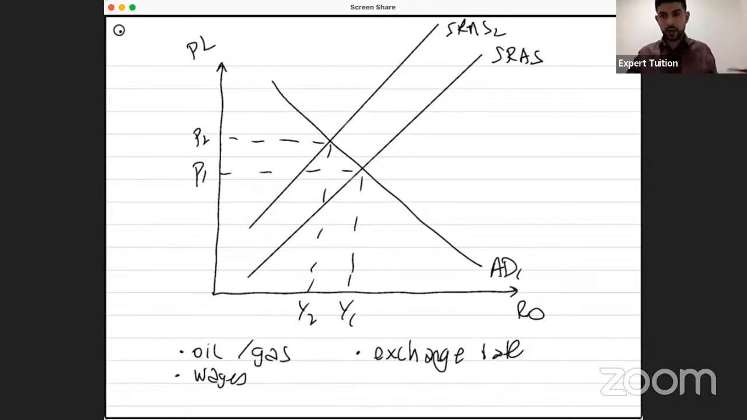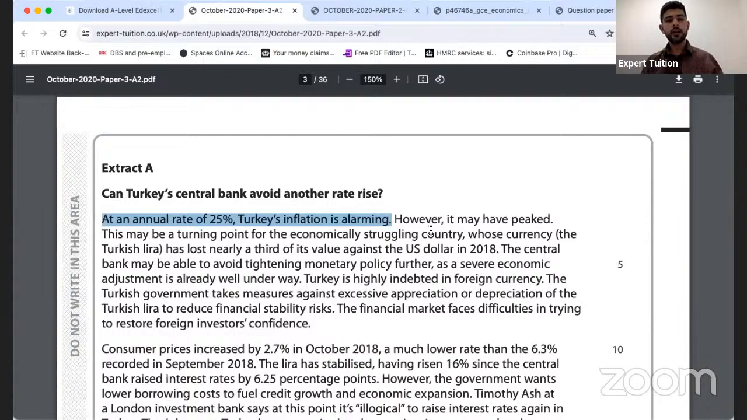I need to now quote the data, right? Well, the data literally says the following. It says, at an annual rate, it's the first sentence. So according to extract A, at an annual rate of 25%, Turkey's inflation is alarming. That's your quote. Third analysis is you now basically say, a depreciation of the currency makes it more expensive for Turkish firms to import their raw materials, and thus the SRAS curve is likely to shift inwards.